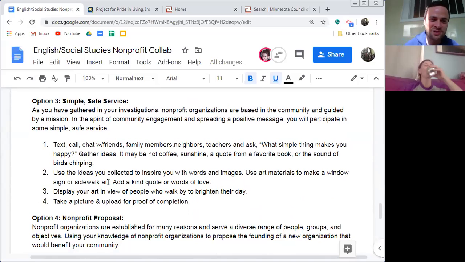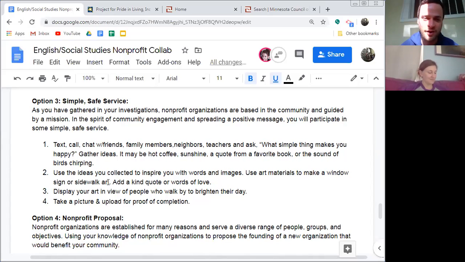All right, option 3 is a little more applying some of the lessons or ideologies that you read about when you were looking at the nonprofit. What I'm asking you to do, and this one would be good if you want to display beautiful art in your neighborhood, is talk to a few friends, family members, teachers, whomever, and ask what simple thing makes you happy. Get some ideas. It can be simple. I had hot coffee, sunshine, a quote from a book. You're just getting some inspiration.